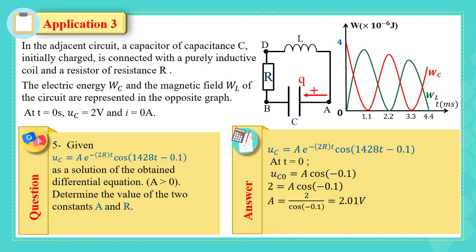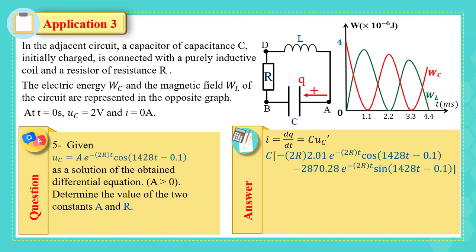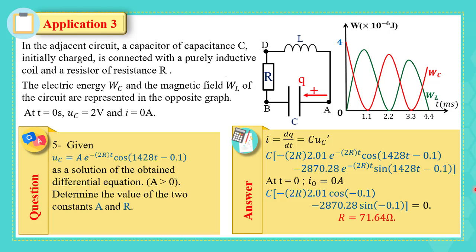To find R, let's use the initial value of i, which is 0. i is dq by dt, which is C UC prime. Be aware that the expression of UC is about 2 time functions multiplied by each other. So in order to make the derivative, we should write A, the derivative of exponential, times cosine, plus A exponential minus 2R multiplied by T times the derivative of cosine. And the answer is as such. Then at T equals 0, i0 is 0 ampere. Replace T by 0. We can calculate it and find that R equals 71.64 ohms.